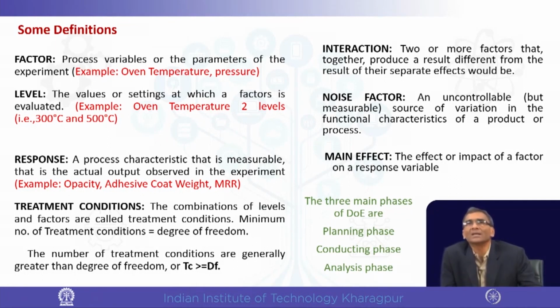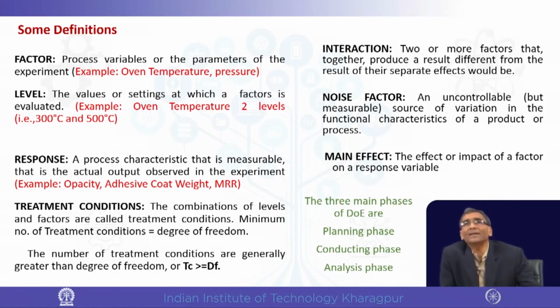Experiments are treatment conditions. Interaction is there if multiple factors are involved and they influence each other. Noise factor we have mentioned, and main effect is the effect of the individual parameters that we are discussing so far. DOE has 3 phases: a planning phase, a conducting phase, and an analysis phase. The planning phase is deciding which orthogonal array, etc., to take up. The conducting phase is actually carrying out the experiment, and the analysis phase is what the result comes and what it gives.